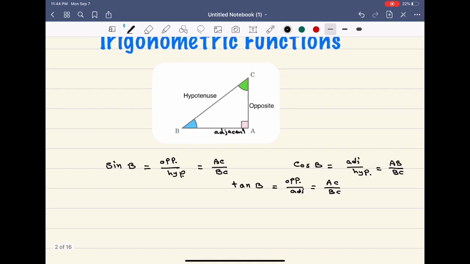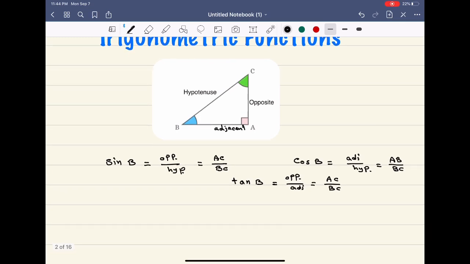And we know that the measure of angle B plus the measure of angle C equals 90 degrees. Therefore, angle B and angle C are two complementary angles.